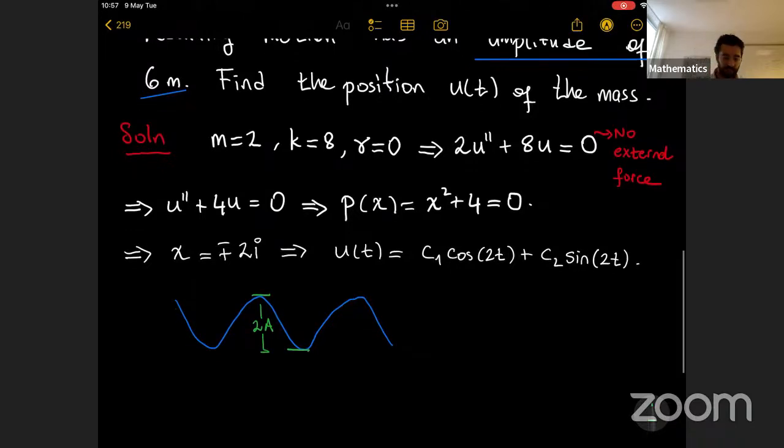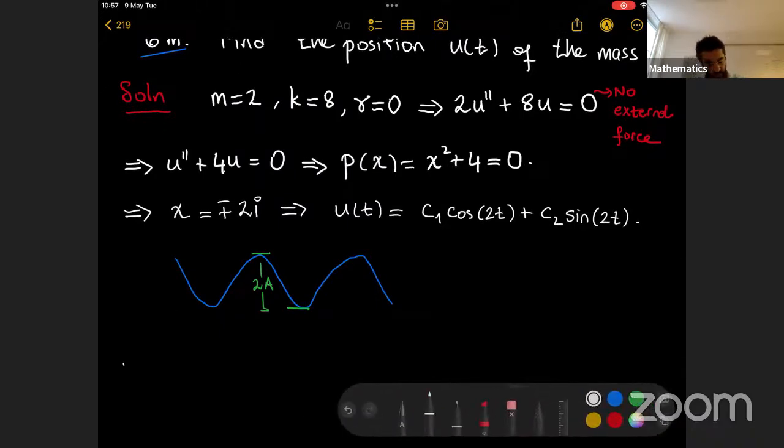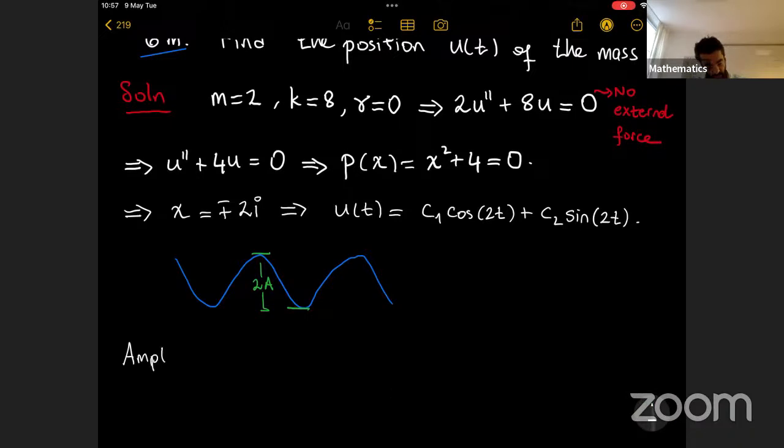And it's given by, amplitude is, we did this last time, it's given by, in polar coordinates, it's basically r, right? And remember, r was root c1 square plus c2 square. Here, c1 and c2 are the coefficients. We don't know what they are, but we will find out.